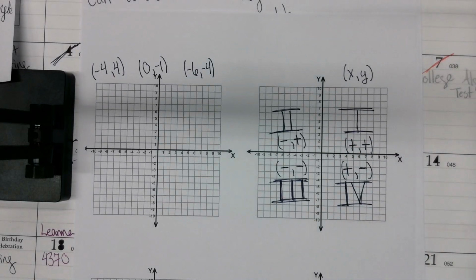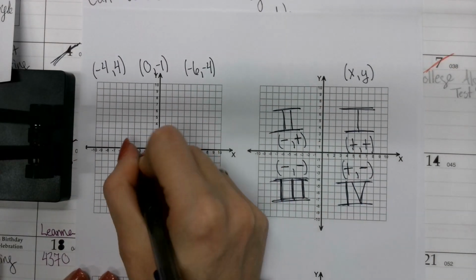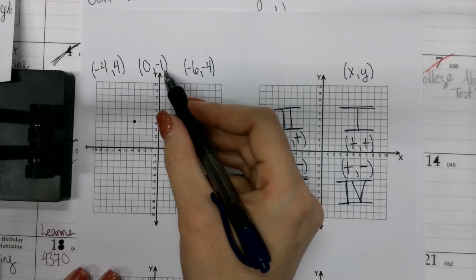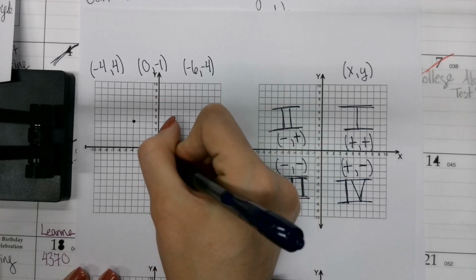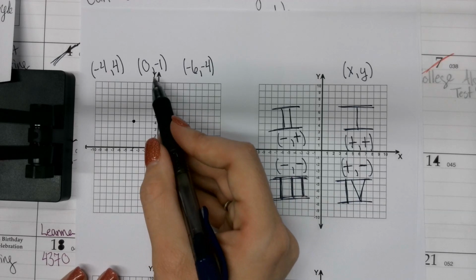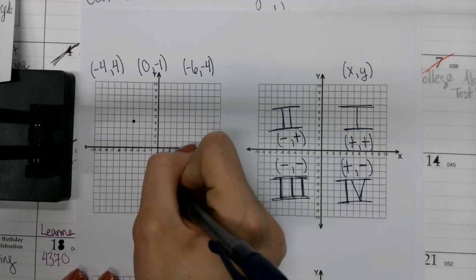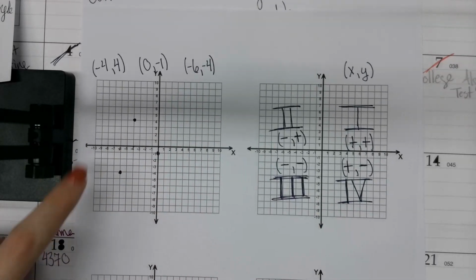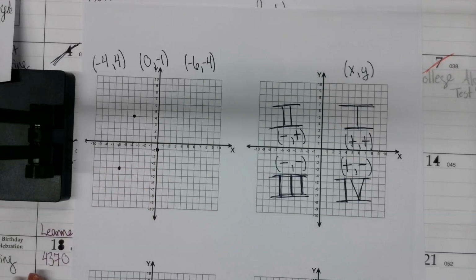Okay, so now when we go to graph these, (-4, 4): x is negative 4, y is positive 4. (0, -1): x is 0, we didn't go anywhere, negative 1, we went down. On this one, this would be on the y-axis. Then we have (-6, -4), and that would be in the third quadrant. So second quadrant, third quadrant, y-axis.